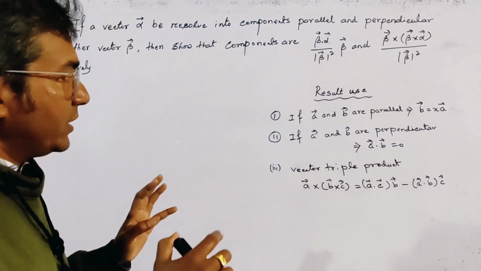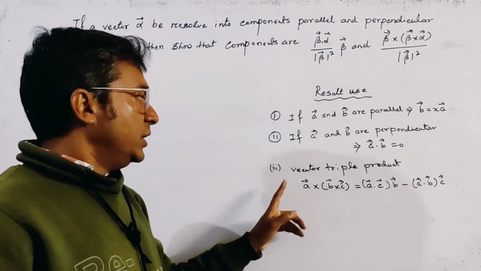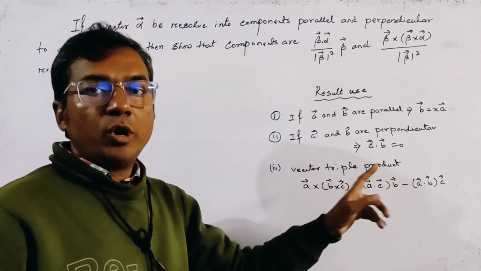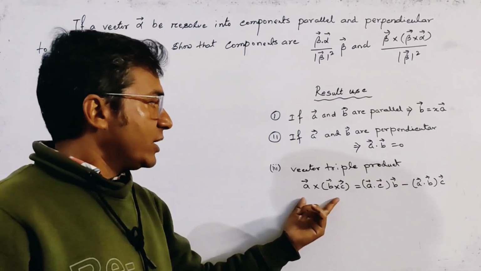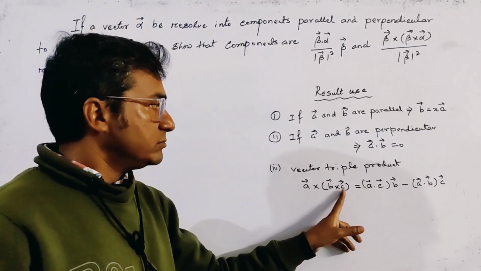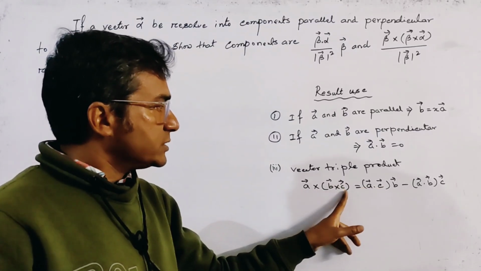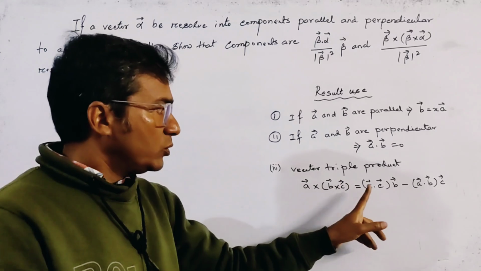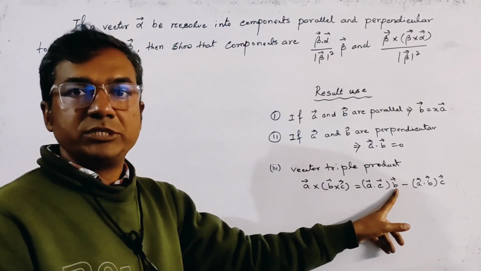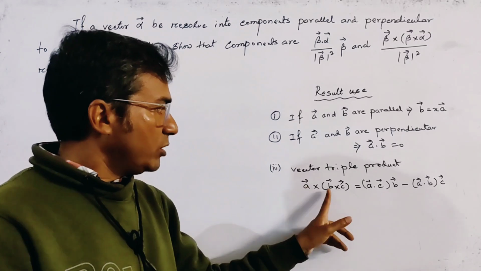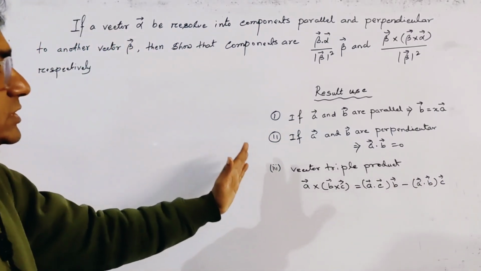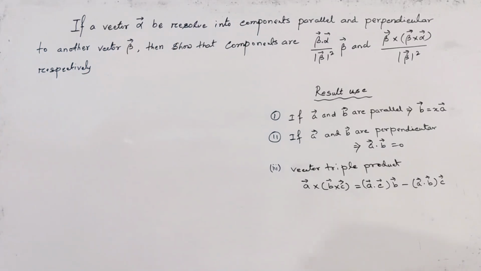The third property is the expression of the vector triple product of three vectors. This is a cross b cross c, which is given by a dot c, where the vector a and c appear in the dot product, and b is outside of this dot product, minus a dot b, and here outside is c. We use these three results for solving this problem.